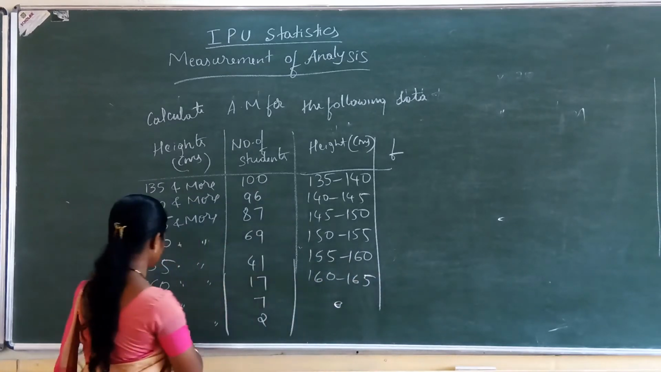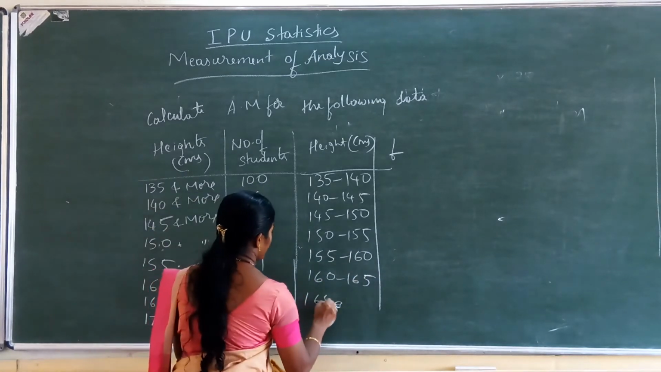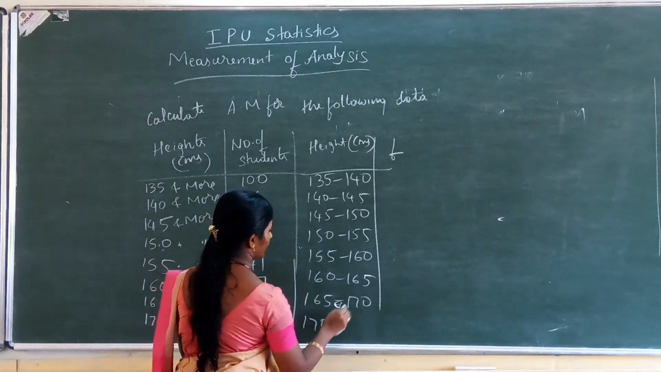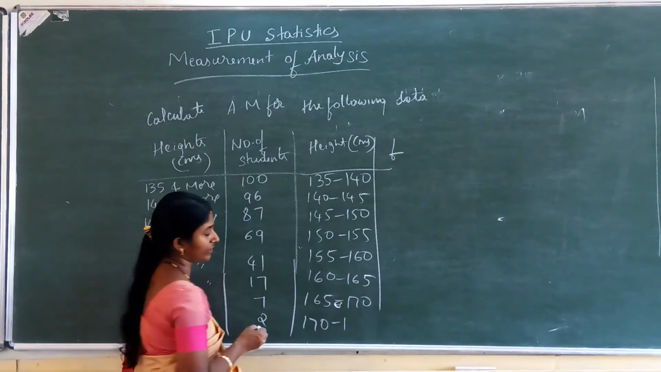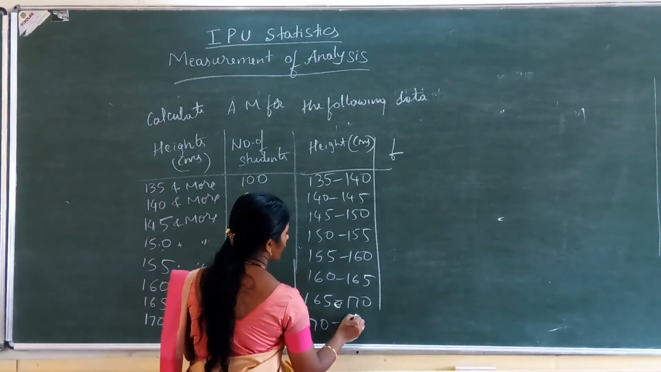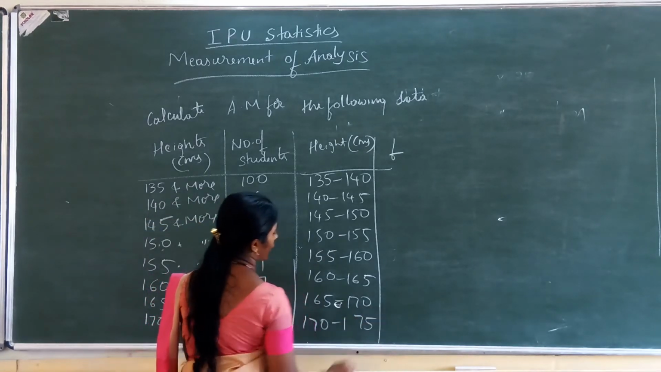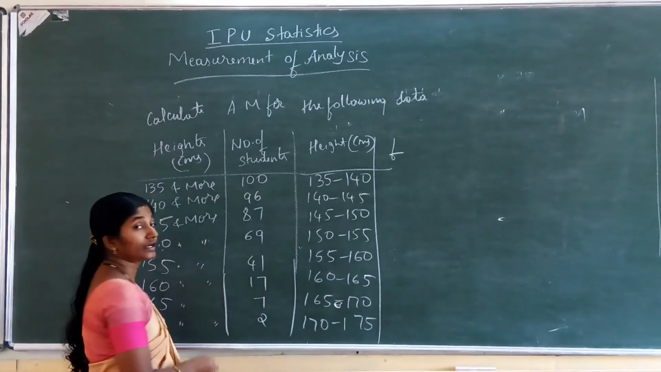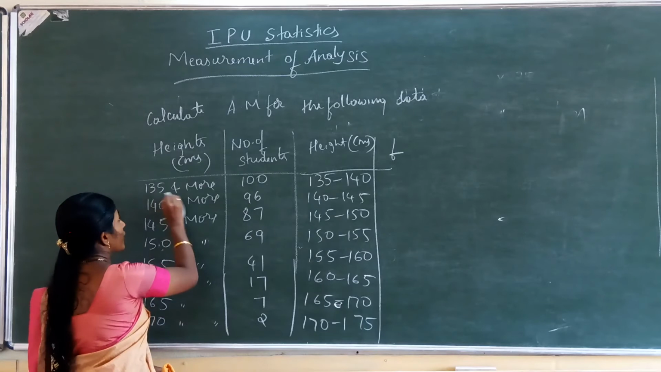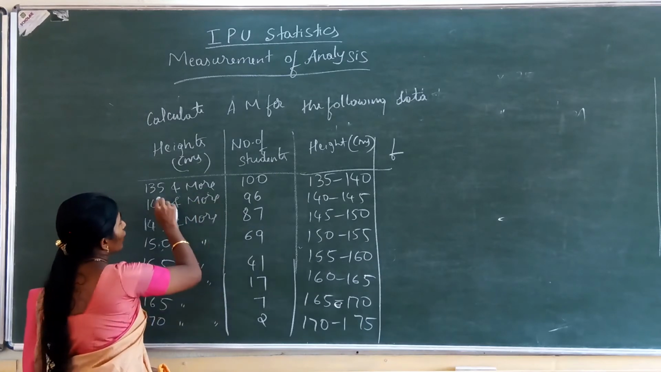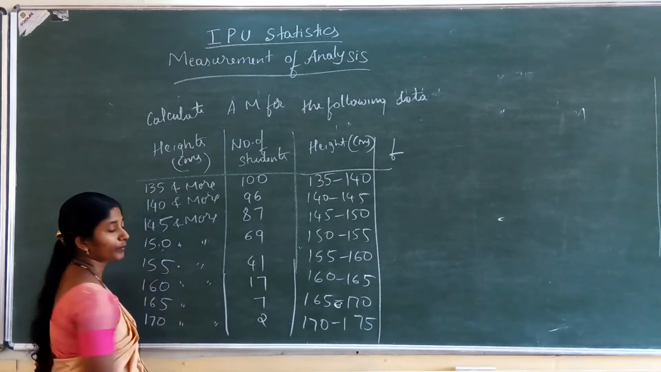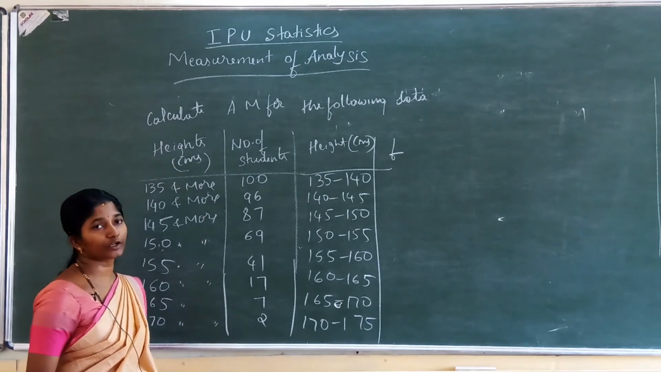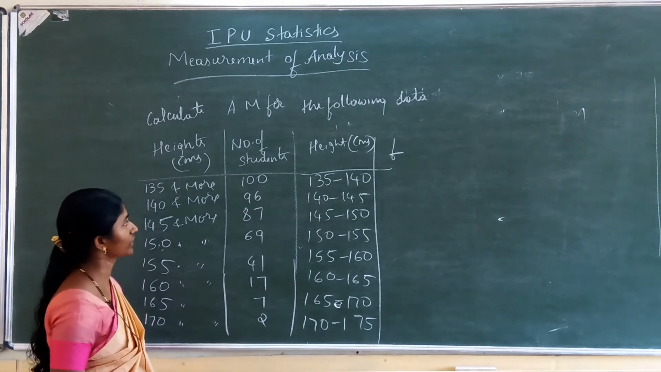See, the last one, 165 to 170. 170 and more is given. Here we have taken a difference of 5 throughout, therefore 170 to 175 only you have to choose. Now frequency 100. 100 means 135 and more. More means 135 up to 175, we can say, and if there is any height beyond, we can consider that also.